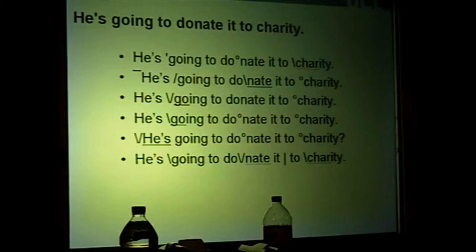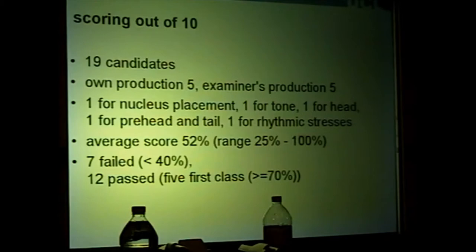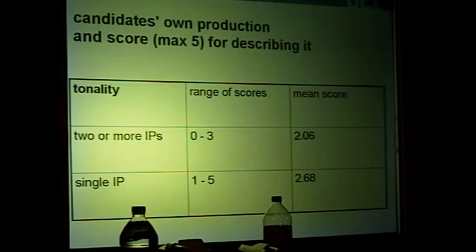Well, there were 19 candidates. They scored 5 on their own, 5 on the examiner's, and their average score over all of this was sort of 52. The range was from 25 to 100%. This is like maths. You can score 100% if you get it perfect. So 7 of these 19 people failed, scoring less than 40, 12 of them passed, and 5 of them got more than 70. Now, what I looked at was the correlation that might exist between the candidate's own production and their success in describing it.